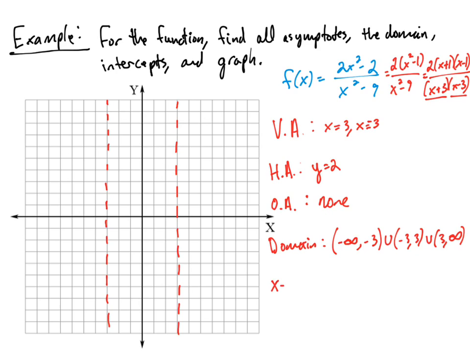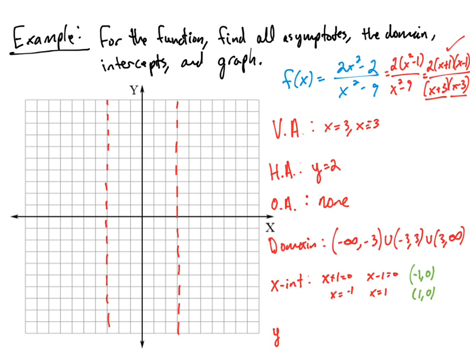For the X intercept, we set the numerator equal to 0 and solve. Now, because we've already factored this, all we need to do is set each of the factors that have x equal to 0. So x plus 1 is equal to 0. So I'm going to get x is equal to -1. I'm also going to get x is equal to positive 1. So writing these values as ordered pairs, we're going to say -1, 0, and then 1, 0.